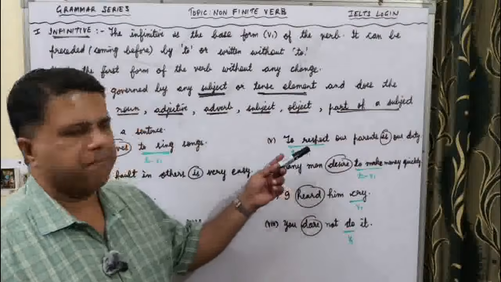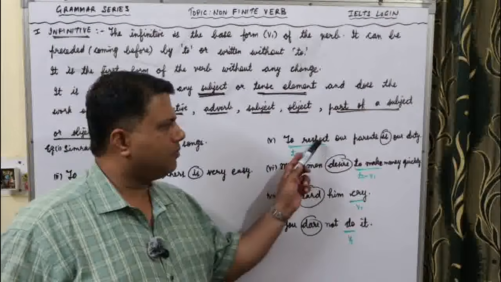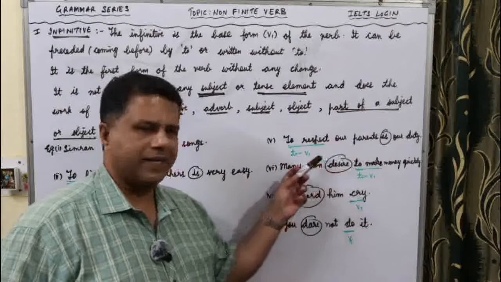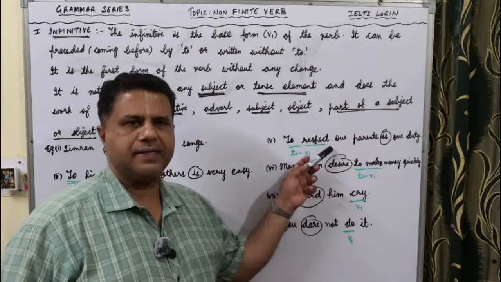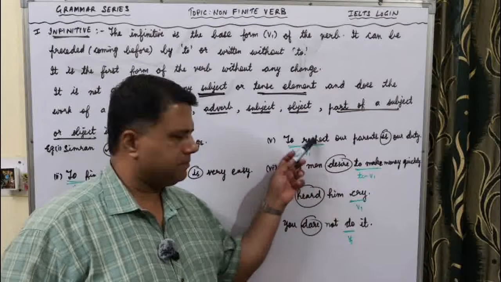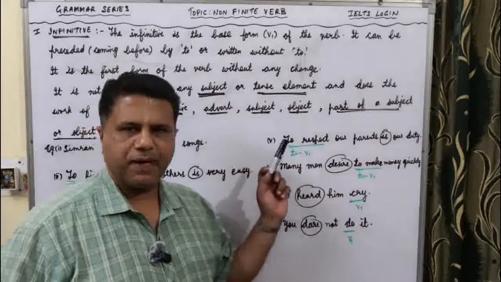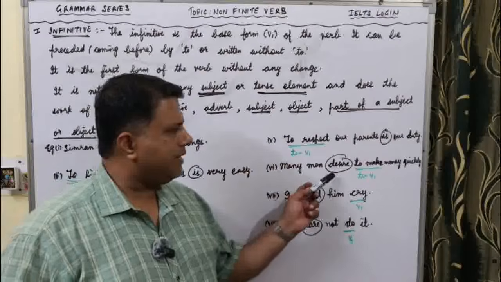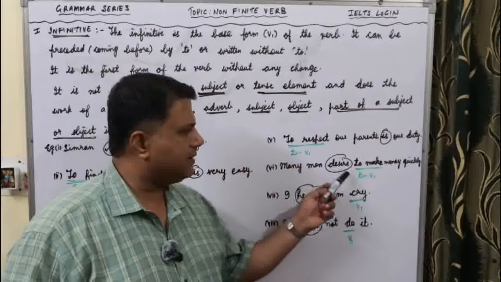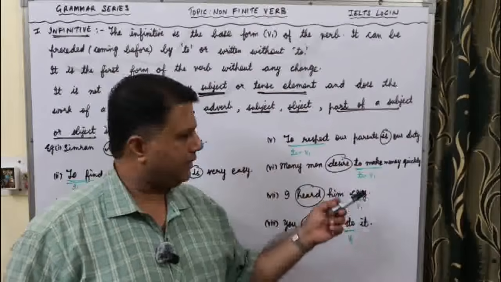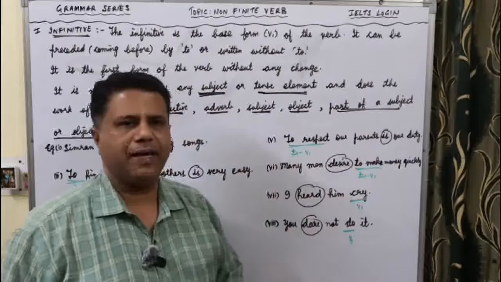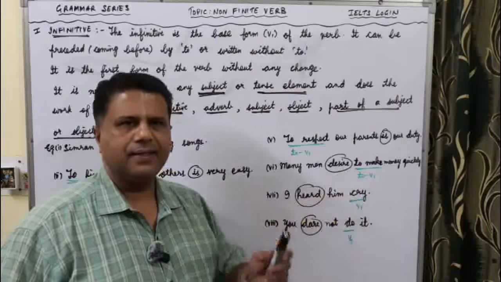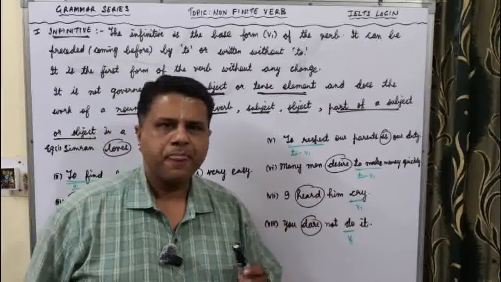To respect our parents is our duty. To respect, what is our duty? To respect our parents. So here it is acting as a subject, part of a subject. To infinitive is acting as part of a subject. Many men desire what? Many men desire to make money quickly. So it is part of an object. Desire is the tense element here. Desire is the finite verb.